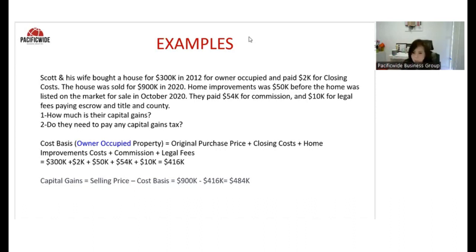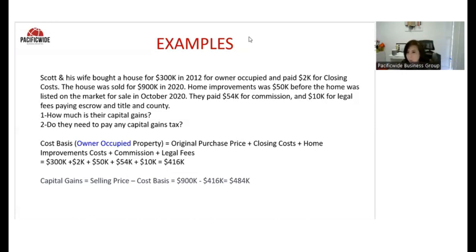So use this example. We would just plug in the numbers, guys. The original purchase price, the price that they purchased the home for in 2012, is 300,000. You plug in that number, 300,000, right there. Closing cost 2,000, and then home improvement cost, in this case, because they put in the money to improve the value of the home, to sell it at a better price. So that is called home improvement cost. At 50,000, you put it in there. And then commission and legal fees, 54,000 and 10,000.